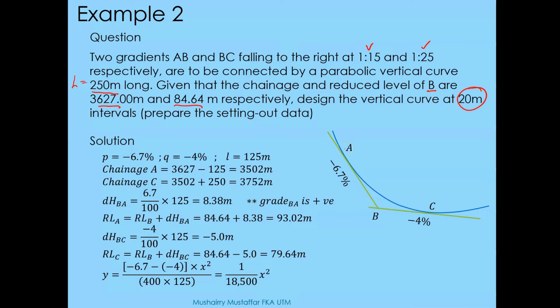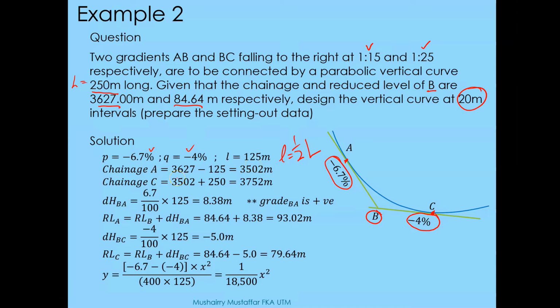A to B falling at minus 6.7%, and B to C falling at 4%. Okay, we change that into percentage. So A is the tangent point at the start of the curve, C is the tangent point at the end of the curve, and B is where the two grades intersect. All right, now P is minus 6.7, Q is minus 4.